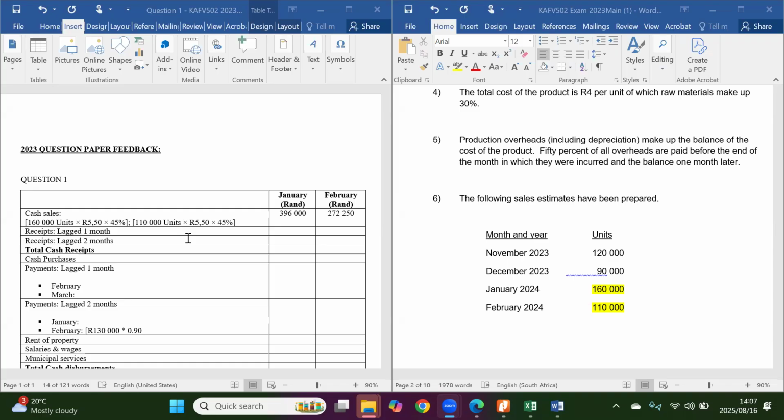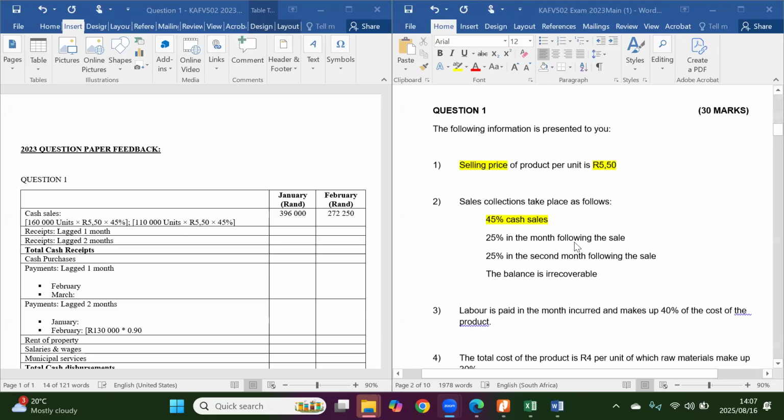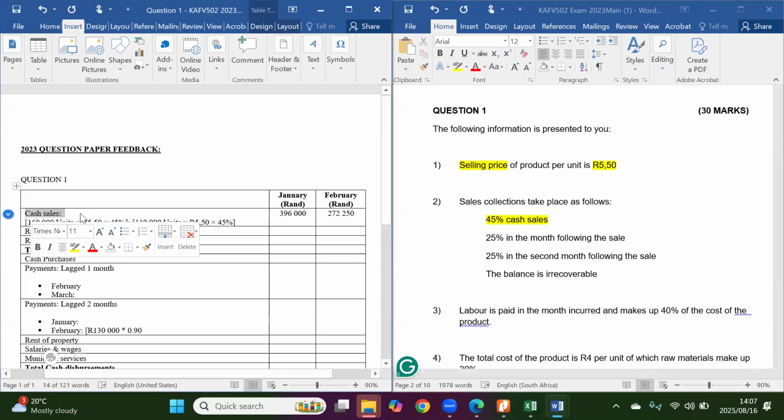Okay, welcome to part B. So now we want to begin with the first line item, which is the cash sale. I'd already done the computations for you. There are two ways to do this, okay?